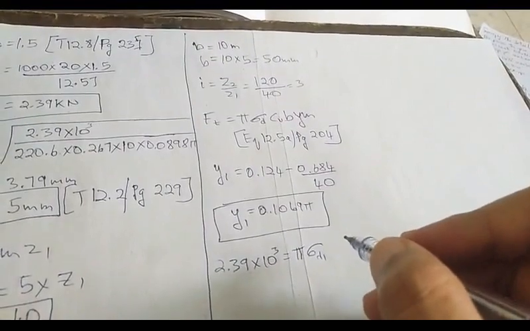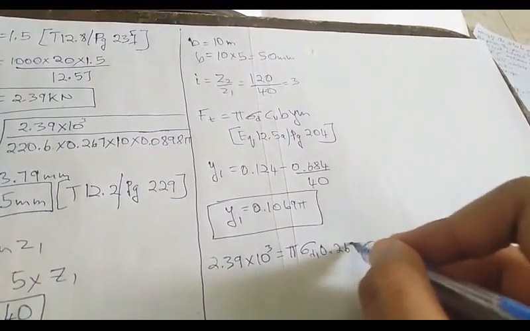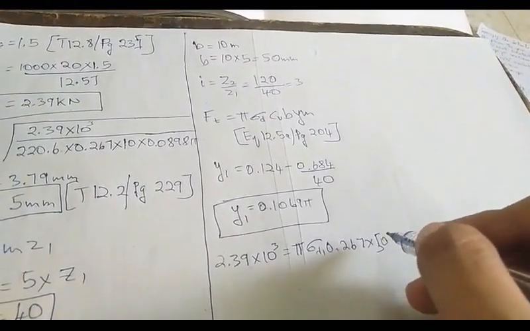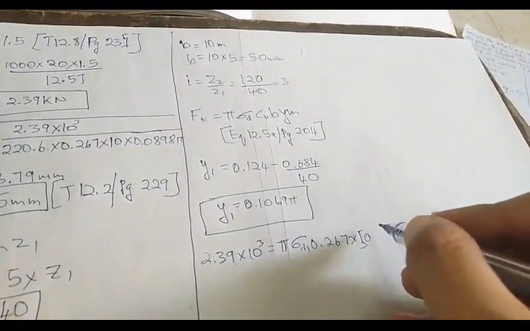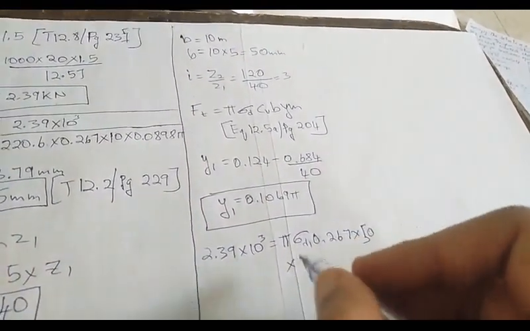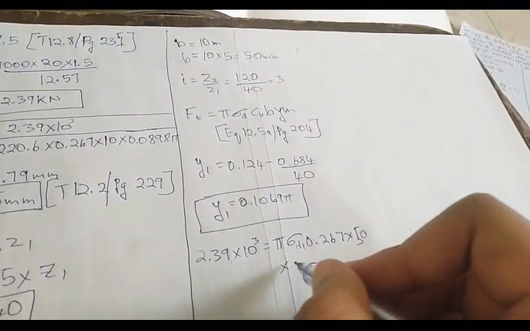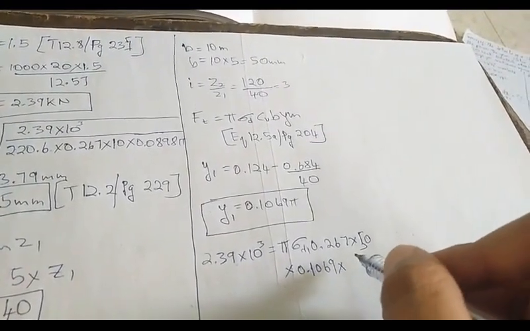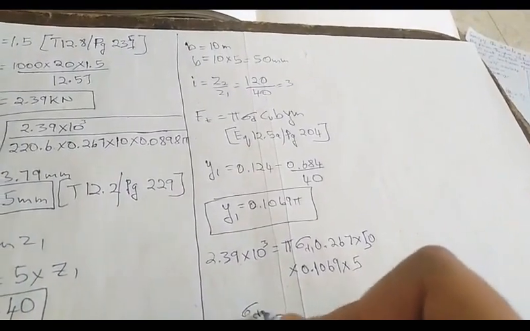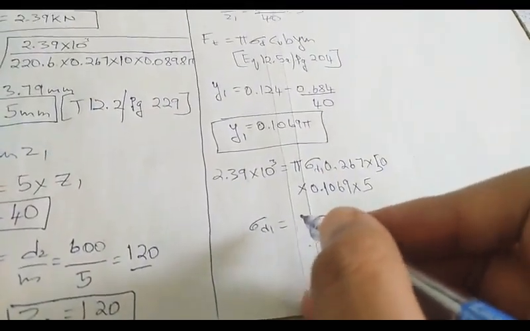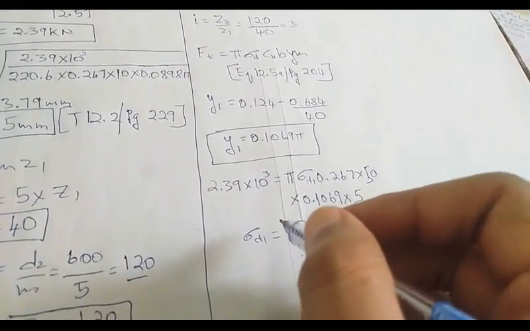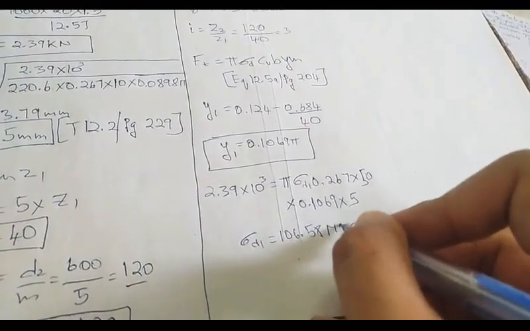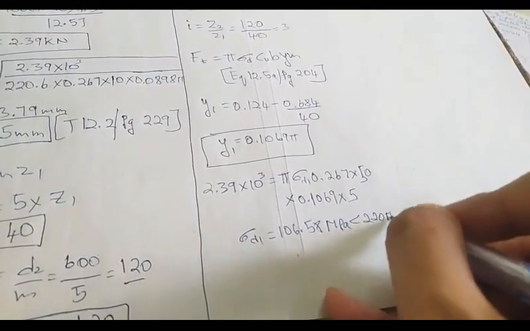The value of Cv is 0.267. Value of B is 10, B is 50. Into Y is 0.1069 into M is 5. So the value of sigma D1 is 106.58. It is less than 220 MPa.